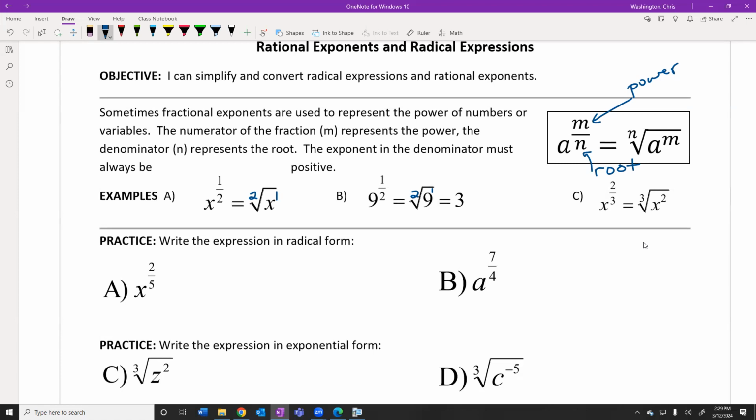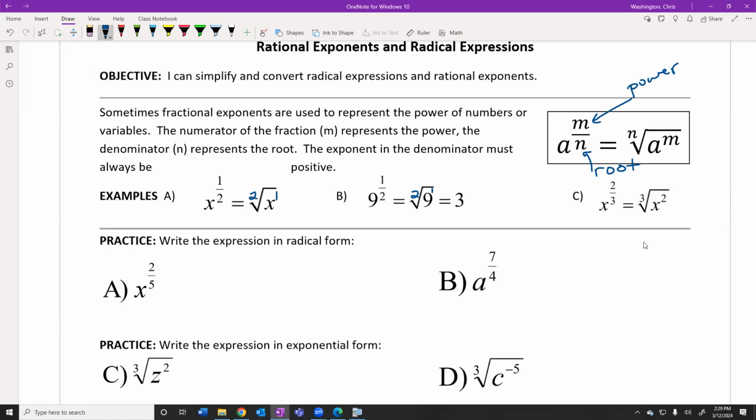So why might we need to know this relationship? Maybe there's a really complicated radical expression that we want to simplify, and we're having a hard time simplifying it as a radical. What we can do is change it to a rational fractional exponent, and then simplifying it might be a little bit easier using the fractional exponents.